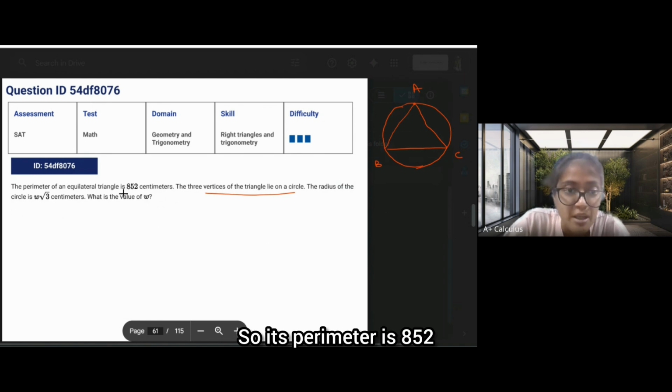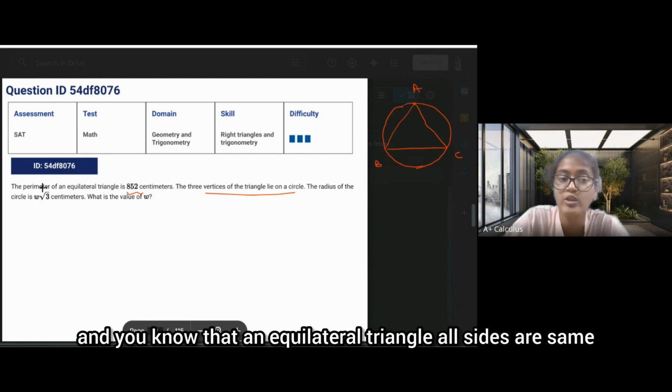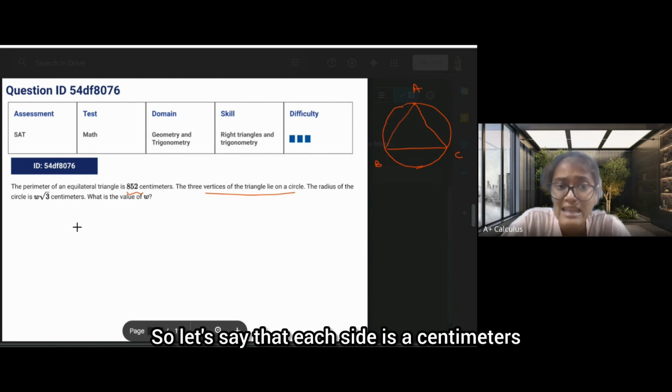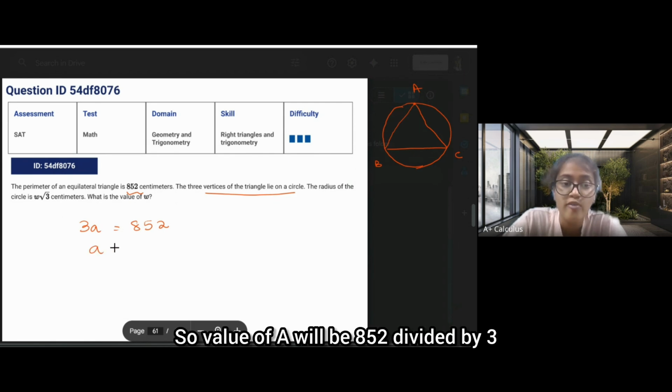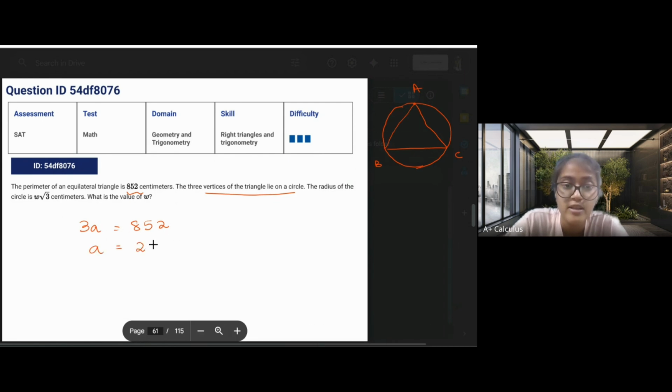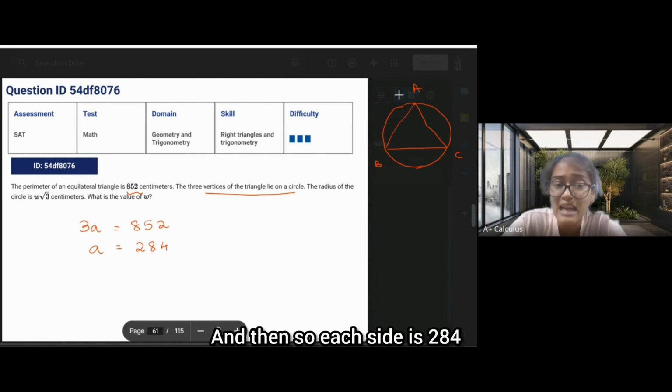So its perimeter is 852. And you know that in an equilateral triangle, all sides are same. So let's say that each side is A centimeters. So 3A will be equal to 852. So value of A will be 852 divided by 3. So 3 times 2 is 6. 3 times 8 is 24. And then, so each side is 284 centimeters.